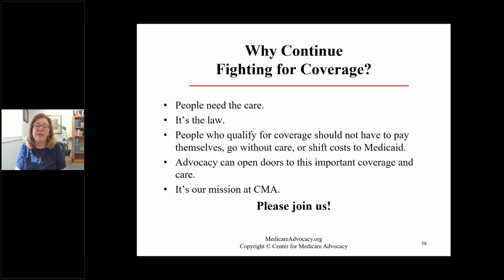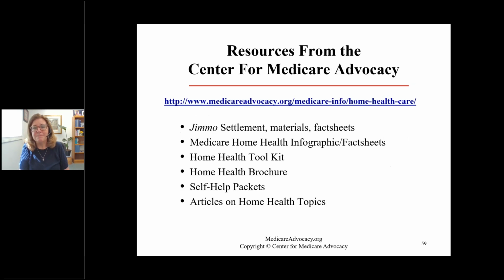services and the criteria and the coverage that Congress created, then we could have a much richer, better benefit that will serve people much better. It is the law. And people who qualify for these services shouldn't have to pay by themselves. They shouldn't have to go without, and they shouldn't have to shift the cost to Medicaid. We know that it's important to all of us, and we hope that we can come together in all of the ways that we have been trying to move the needle on this.